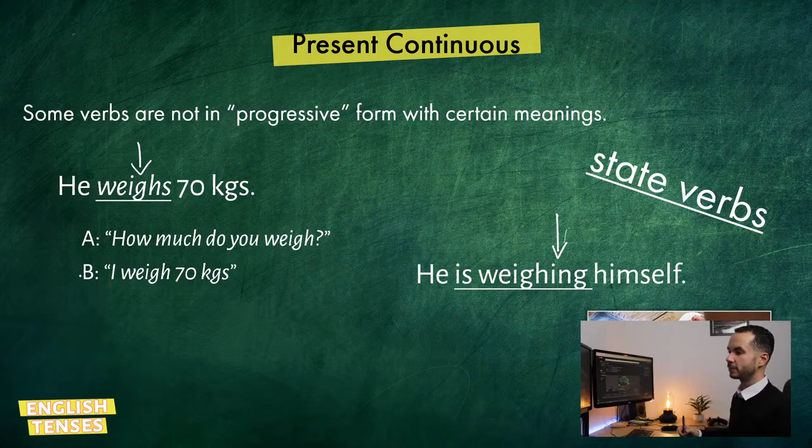So here we have a dialogue in which you might use this sentence. How much do you weigh? Well, I weigh 70 kilos. And here we have someone on the scale, and this person does not weigh 70 kilos, but this person is weighing himself. He is weighing himself.